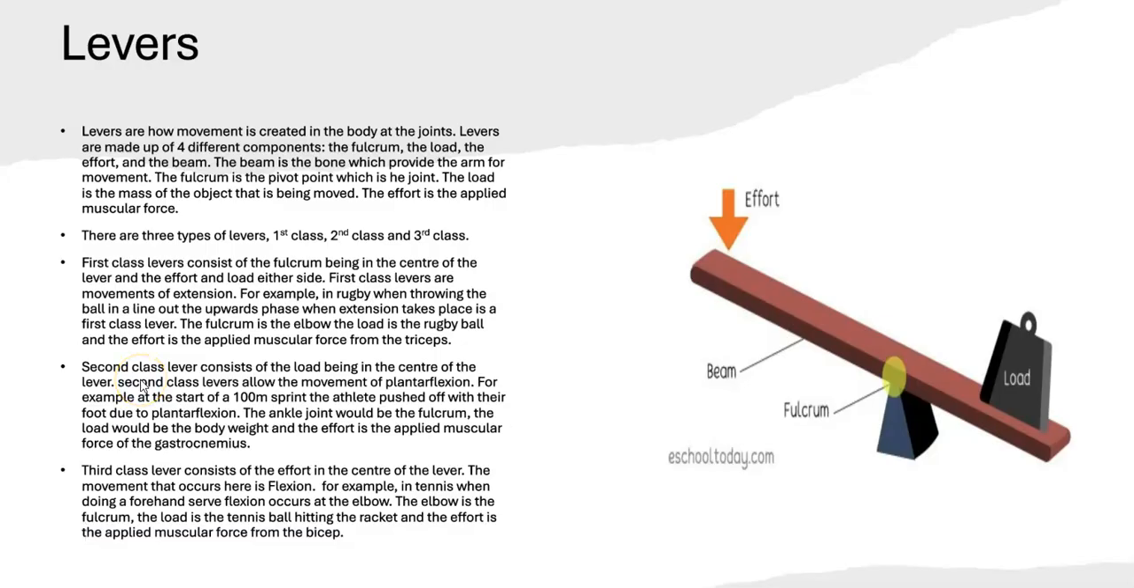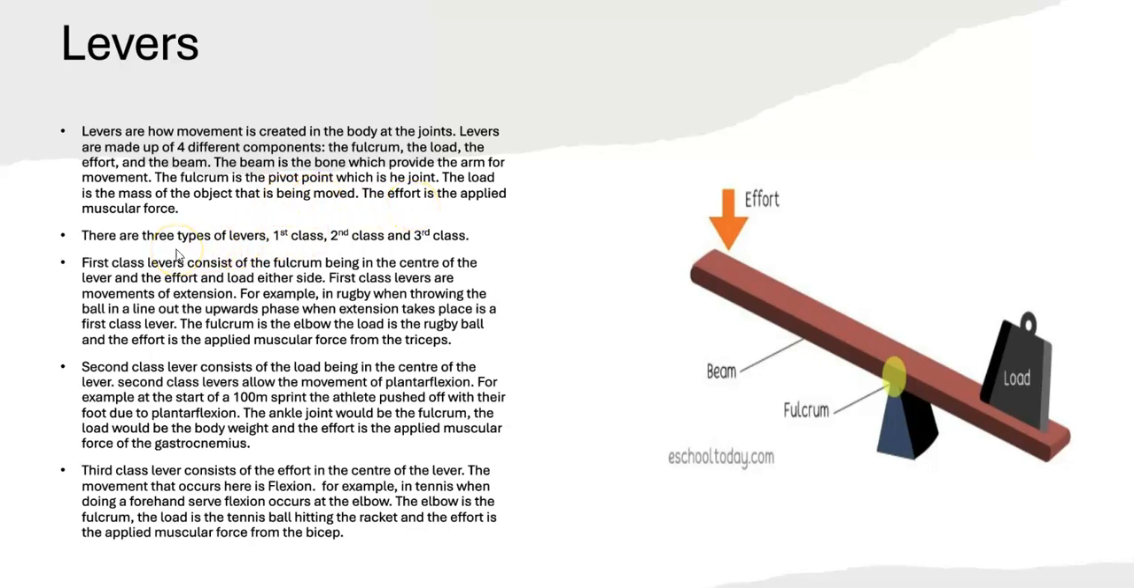Levers are how movement is created in the body at the joints. Levers are made up of four different components: the fulcrum, the load, the effort, and the beam. The beam is the bone which provides the arm for the movement. The fulcrum is the pivot point, which is the joint. The load is the mass of the object that is being moved. The effort is the applied muscular force.